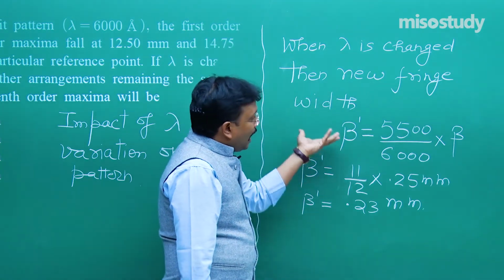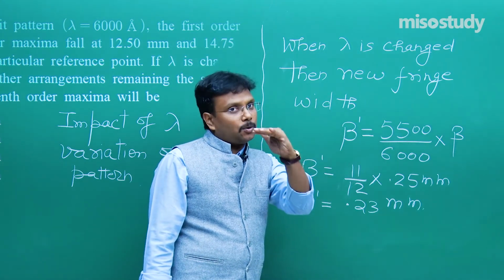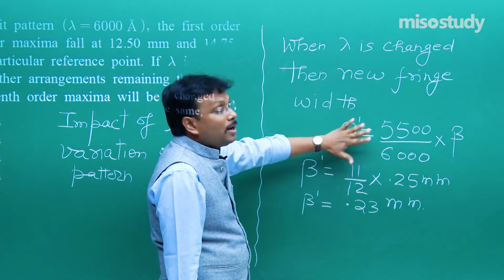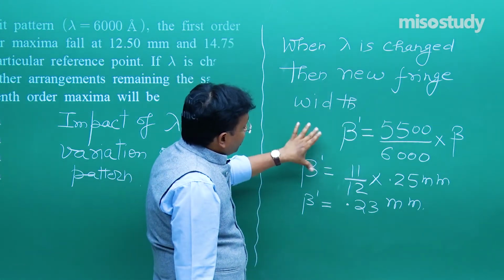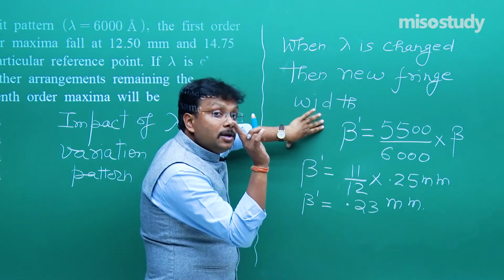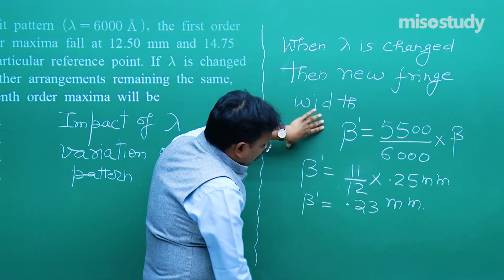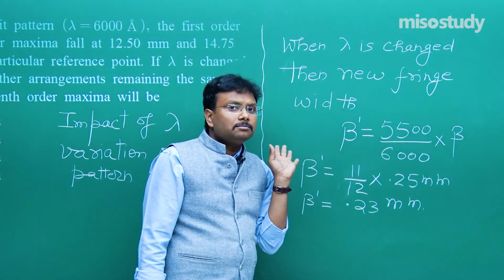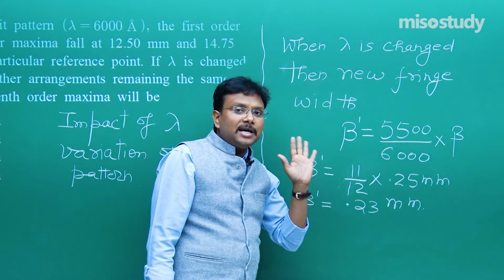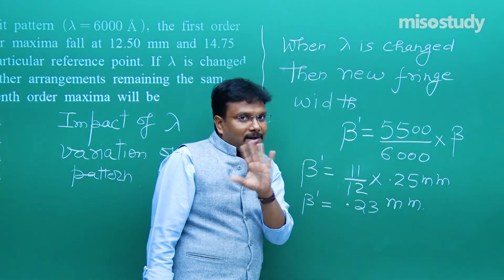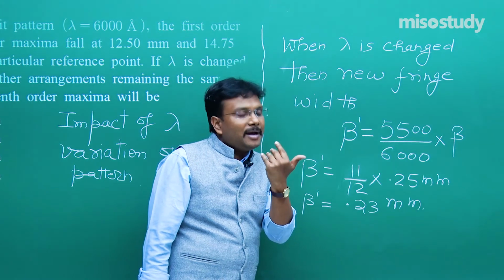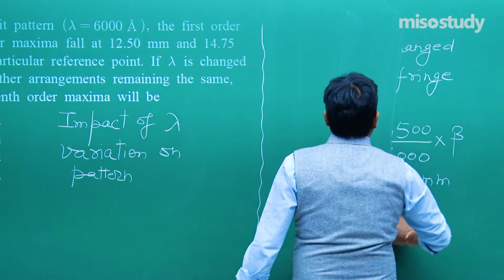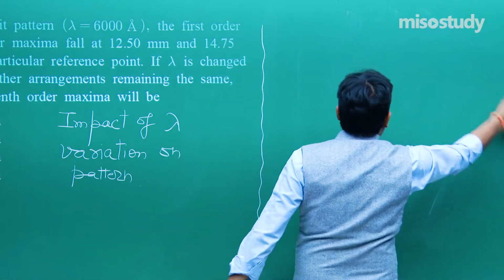Now, I will have to explain the final step of this particular question. So, what exactly is the final step? Listen carefully. After finding out this new fringe width, beta prime, we will say that the position of central maxima remains the same. If you are changing lambda, you can change the fringe width, but the position of central maxima will remain unchanged. This statement is also very important.